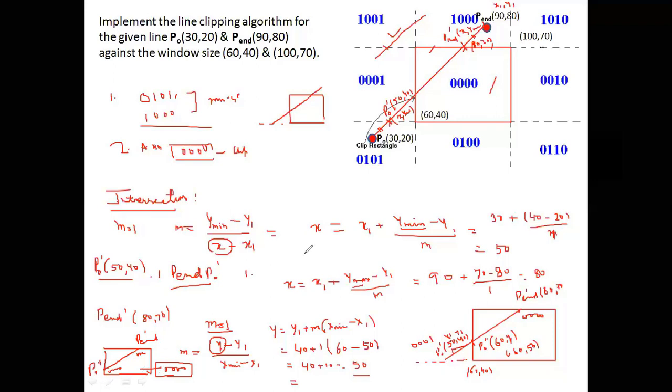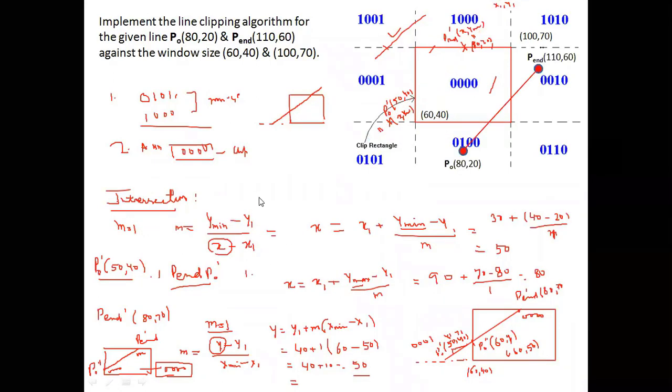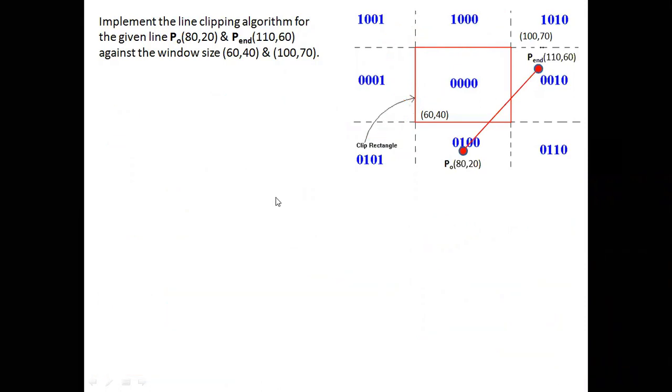Fine. So I think I should show you another problem, and I hope you would be able to do it on your own. Clear all my drawings. This is another question that I am leaving to you, that you solve this problem or implement it using the Cohen-Sutherland line clipping algorithm. I hope the lecture was understandable to you. Thank you all.